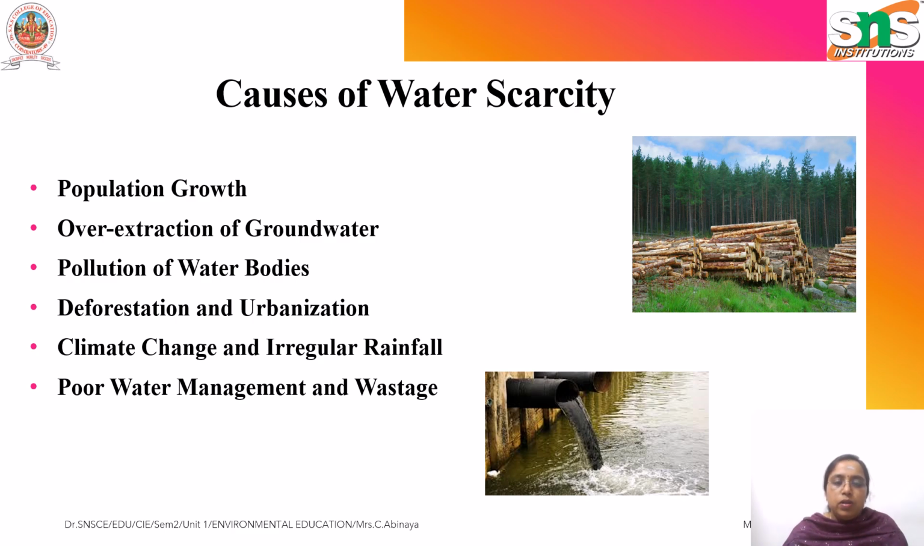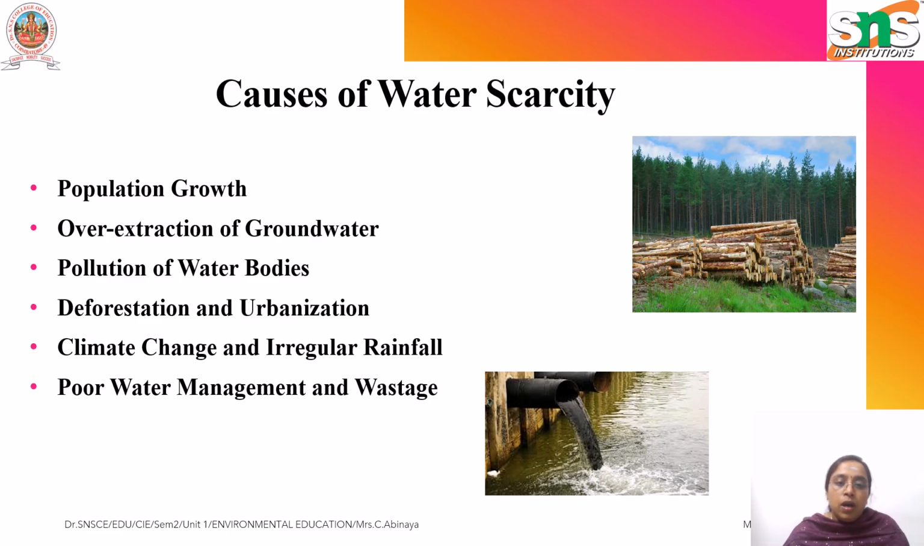Poor water management and wastage. Leaving the taps running while brushing, overusing water for cleaning, using washing machines with small loads, all these things come under household wastage. We are wasting water in our day-to-day routine.